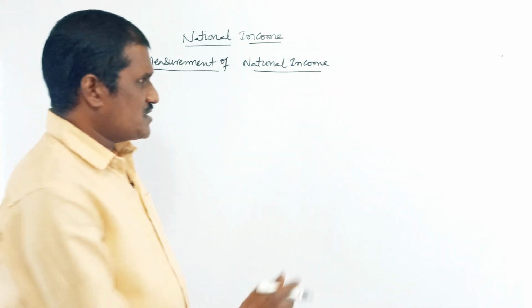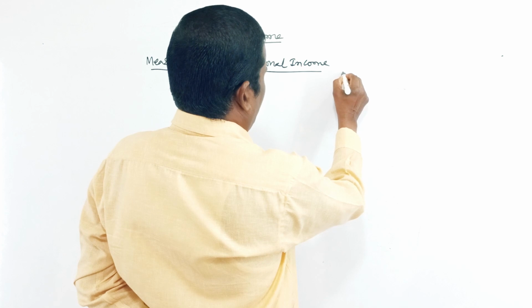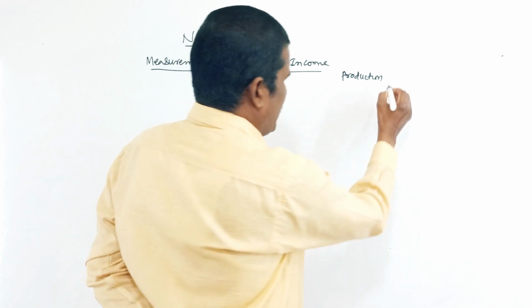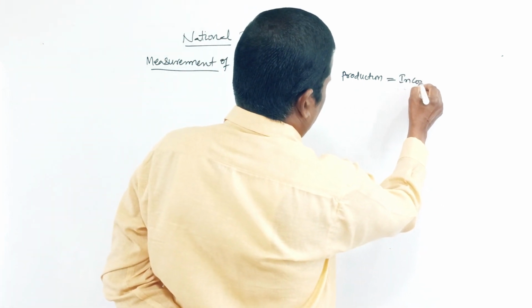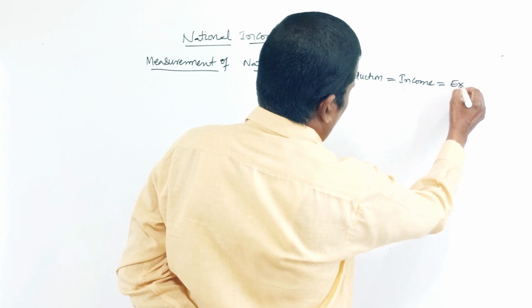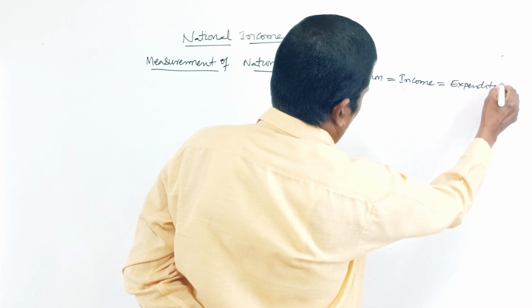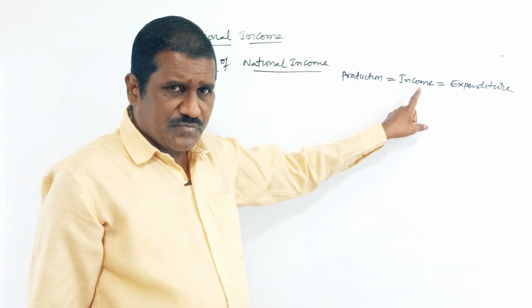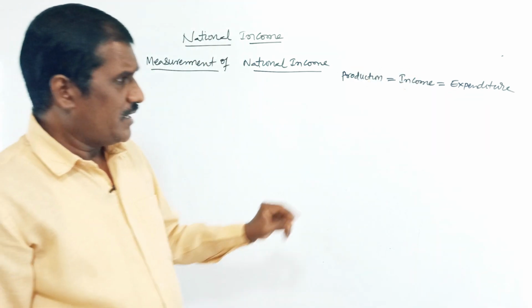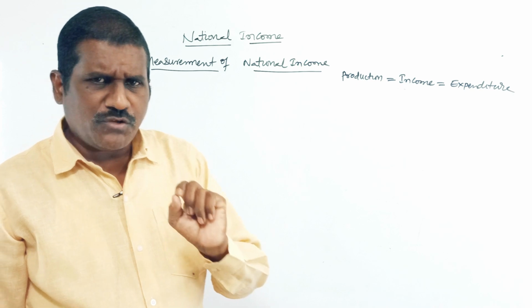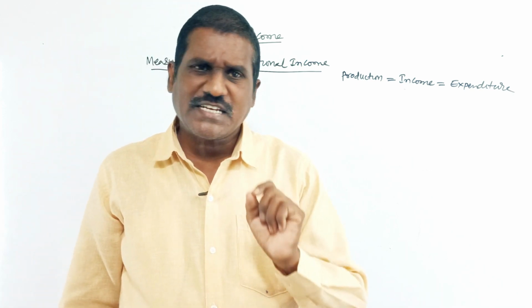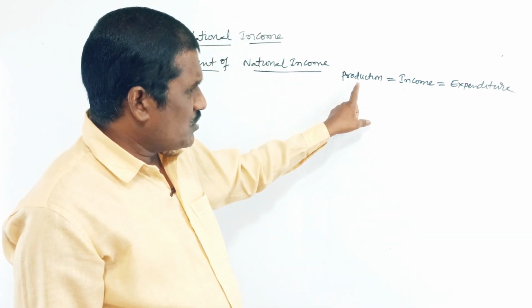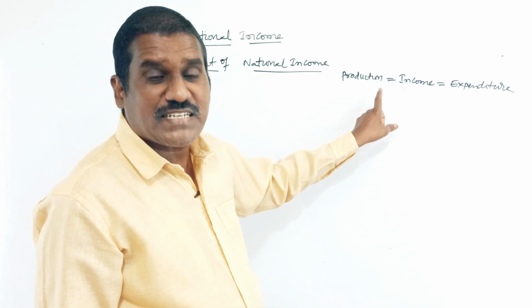Clearly, we can say, see here, production is equal to income is equal to expenditure. Simple. Here, production: to produce goods and services, we need the factors of production. To produce any goods and services, we need the factors of production.